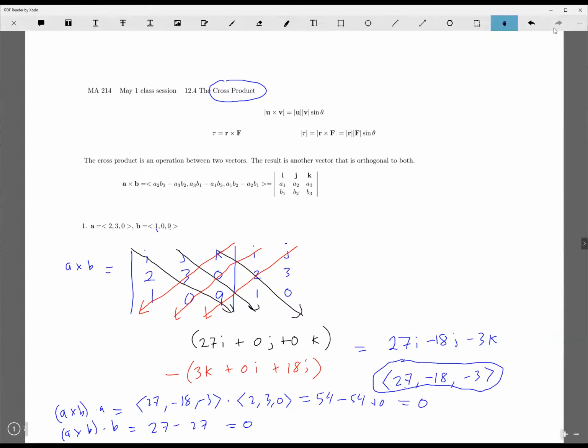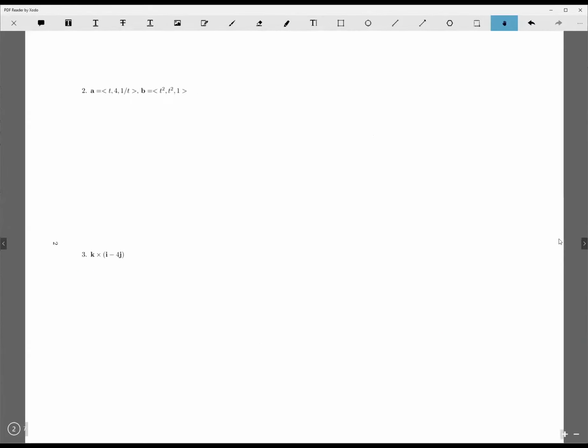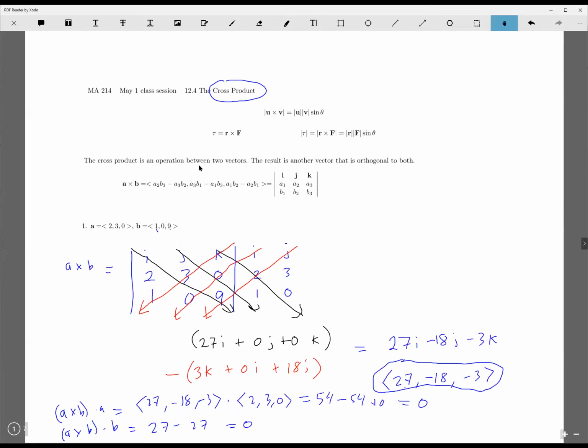Okay, so let's go to the next one. Maybe I should tell you about something, I'll add something really quickly here. In regards to this, when we're taking the cross product of any two vectors, there's something called the right hand rule.